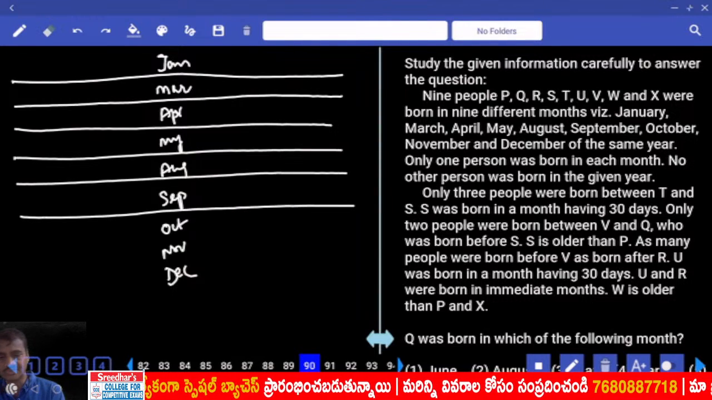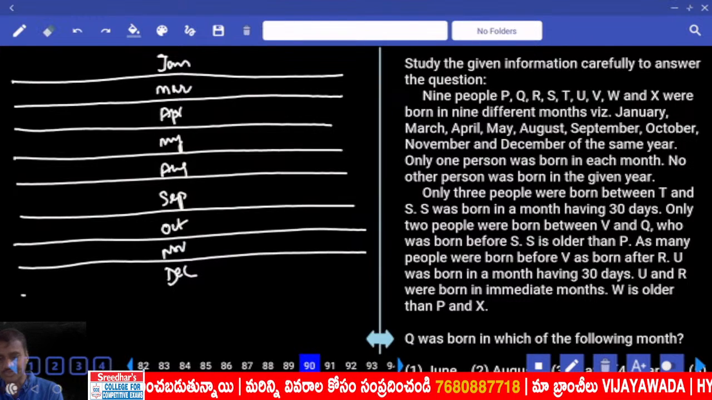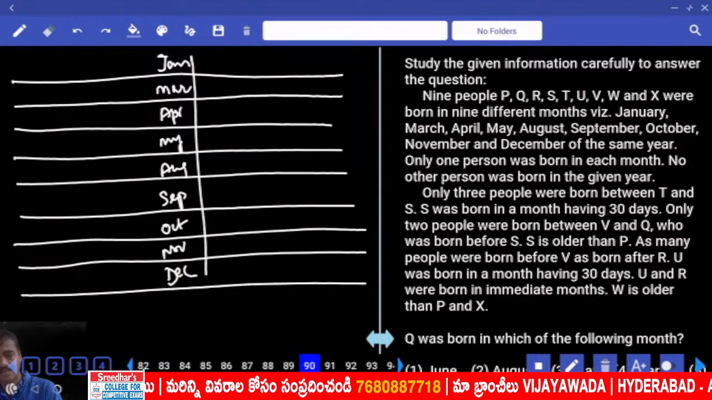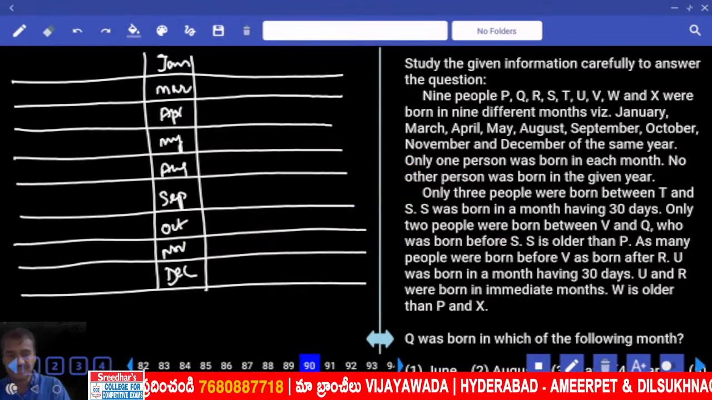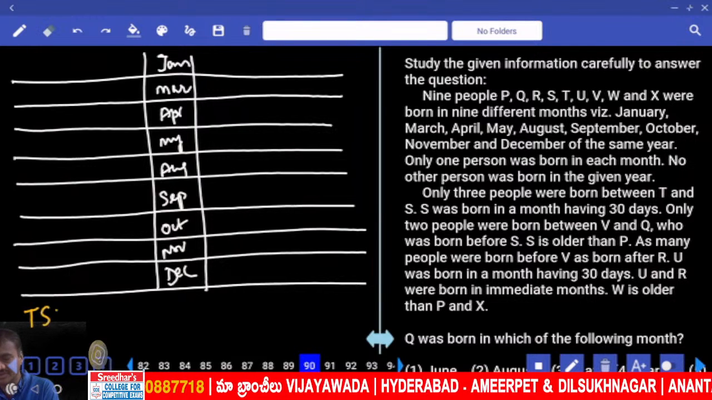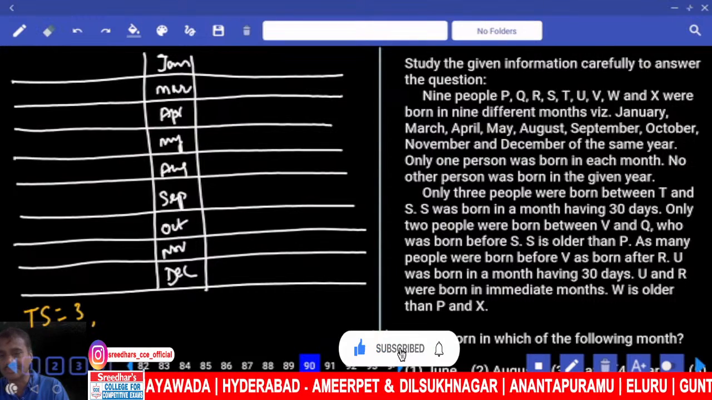Then coming to condition number 1. Tell me, what is the first condition in this? 9 persons, 9 different months. Now the first one is only 3 persons between T and S. Now in between T and S, how many? There are exactly 3. S was born in a month which is having 30 days.